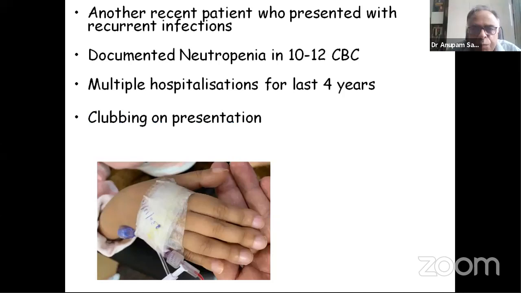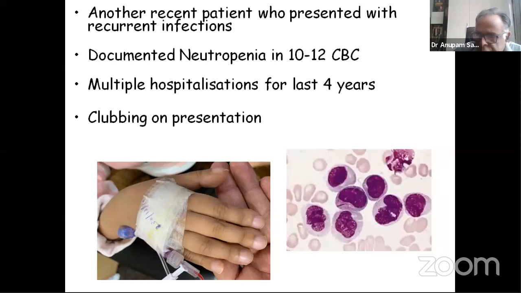A recent patient who presented to us with recurrent infections, there was a documented neutropenia in 10 to 12 CBCs, multiple hospitalizations for the last 4 years, and clubbing was present, as you can see. And this was the picture in the patient. Dr. Sandeep, would you like to comment upon the differences between severe congenital neutropenia and cyclical neutropenia?